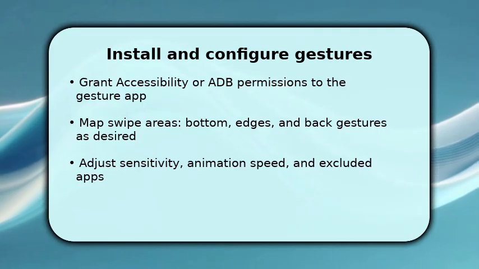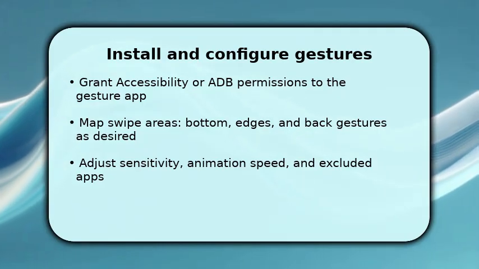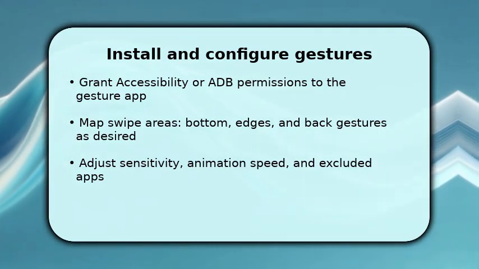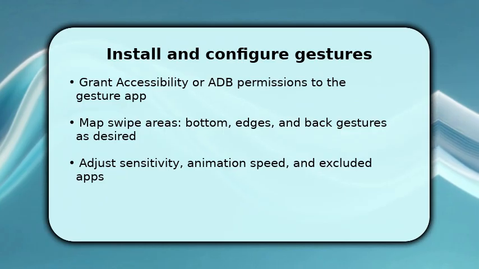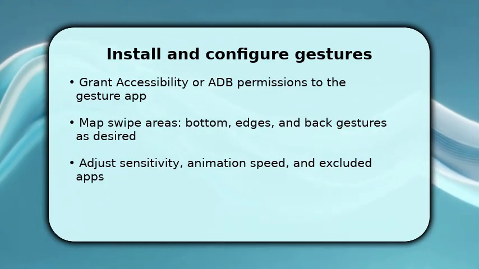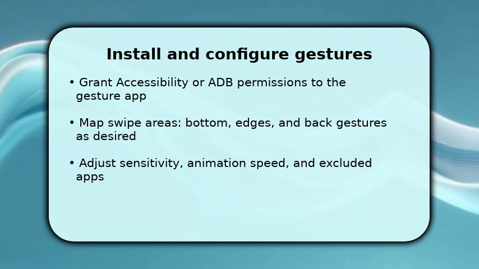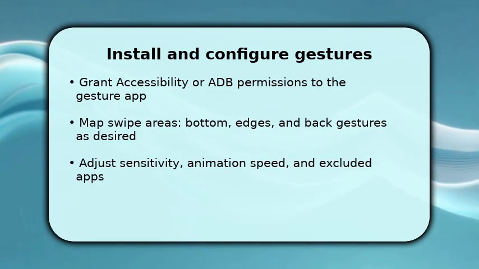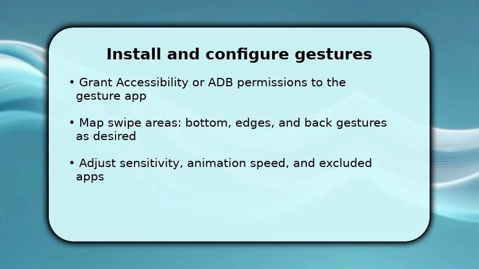Accessibility for direct control or ADB for deeper system features. The app will guide you through prompts. Next, map the gestures. Assign swipe up for home, swipe from sides for back, and long swipe for app switcher, making sure zones don't overlap with navbar or keyboard.